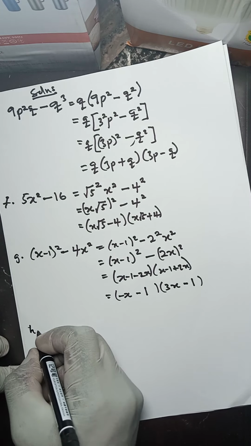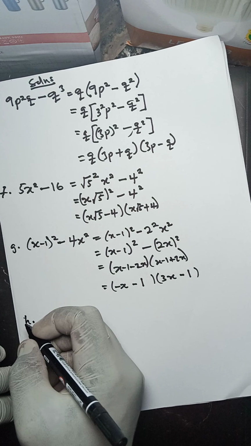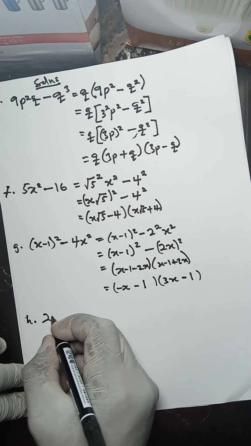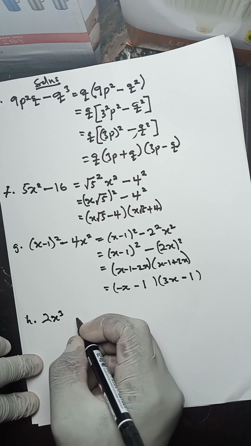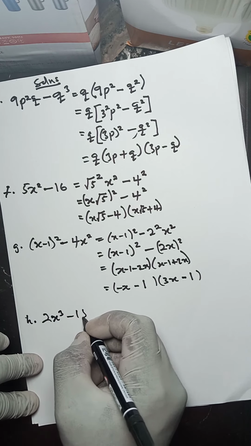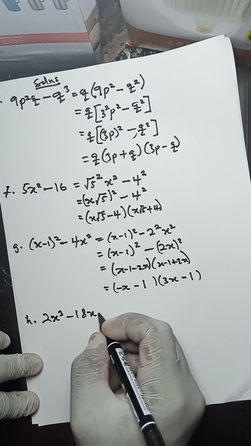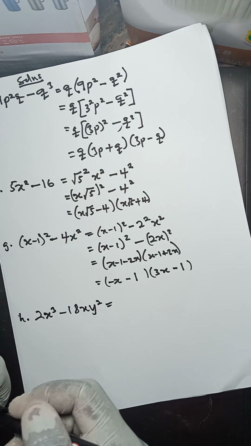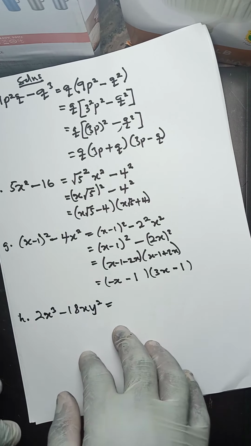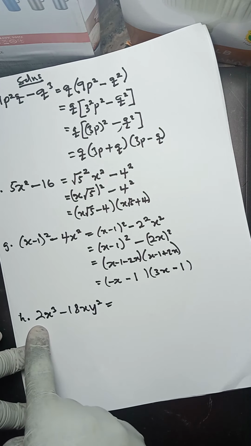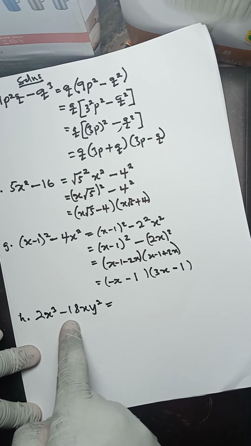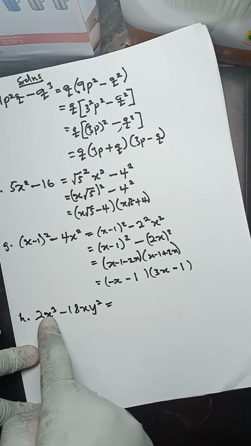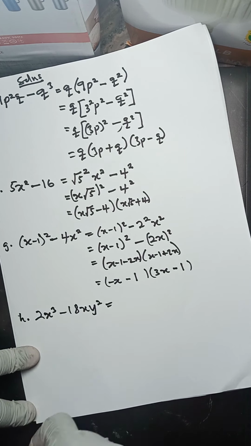Okay, what do we have? We have 2x to the power 3 minus 18xy squared. All right, so again, let's go through and see if we get a common factor here. Now you can see that here we have 2, here we have 18. It means 2 can come out of the expression, and also we have x raised to the power 3, we have x here, so x can come out too.